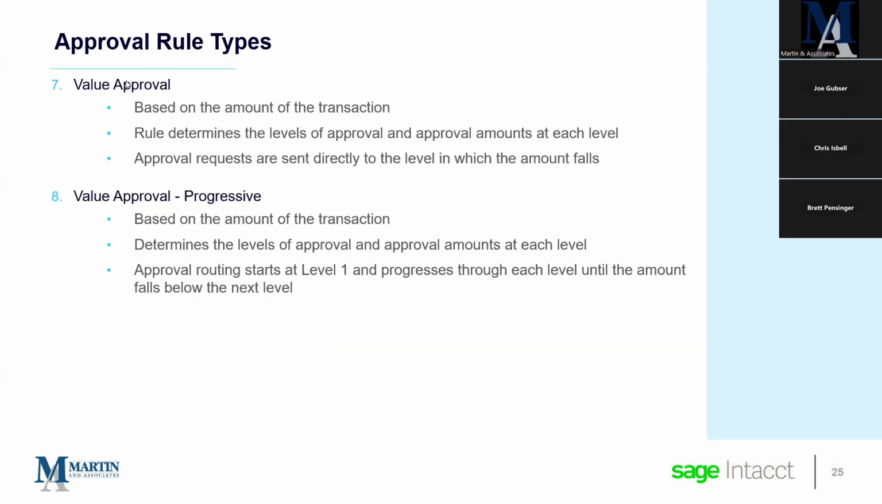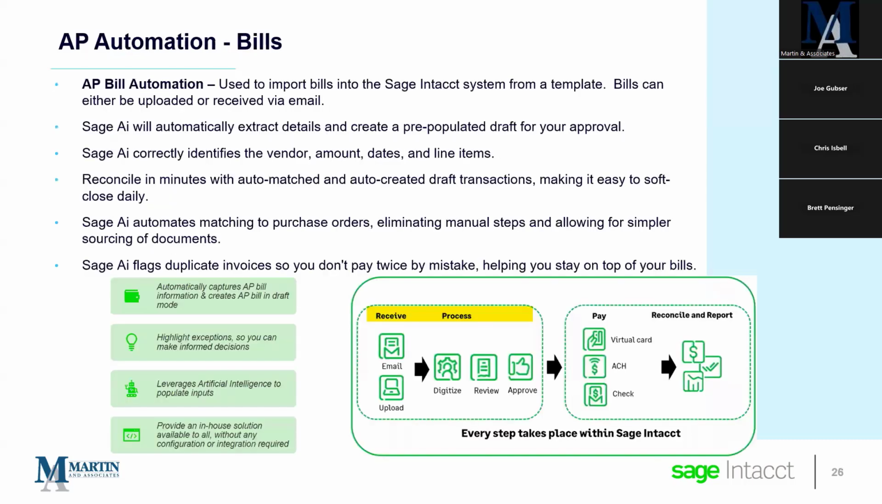It can be value-based, where if it's this dollar amount, it goes to this user. If it's this dollar amount, it goes to this user. If it's this dollar amount, it goes to this user. It can also be progressive, where it starts at the lowest level of approval, and then that person approves it. If they don't have enough approval authority to approve the overall transaction, then it jumps to the next person in the approval tree until it finally gets to somebody who has the ability to approve the entire amount. And you can stack these approvals on top of each other as well.